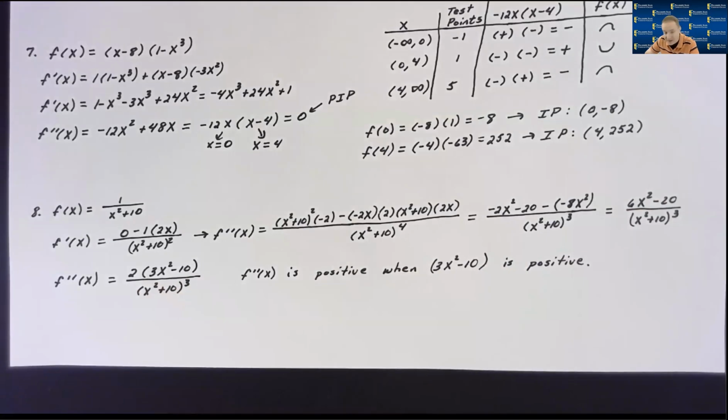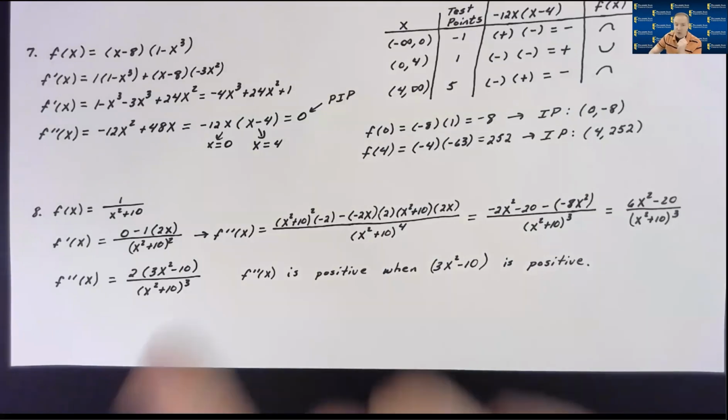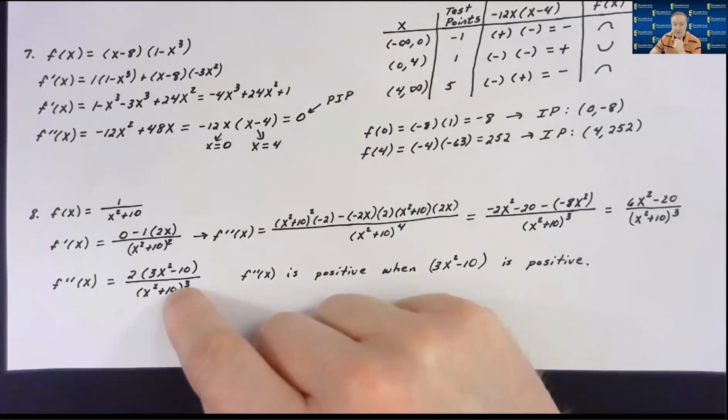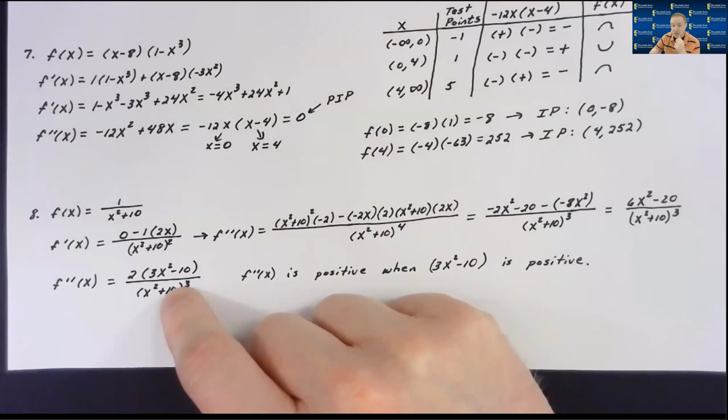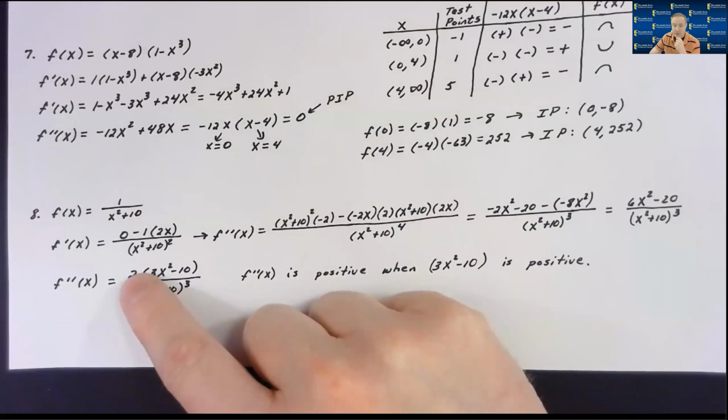And I can say, well, my second derivative is going to be 2 times (3x squared minus 10) over (x squared plus 10) cubed. Now, think about that denominator, x squared plus 10. You have an even function plus a constant. If I ask you to graph x squared plus 10, you'd say, well, that's just a parabola that shifted up 10 units. Yeah, it can never have a negative value. So I am guaranteed the denominator of this second derivative is always positive. Clearly 2 is always positive.